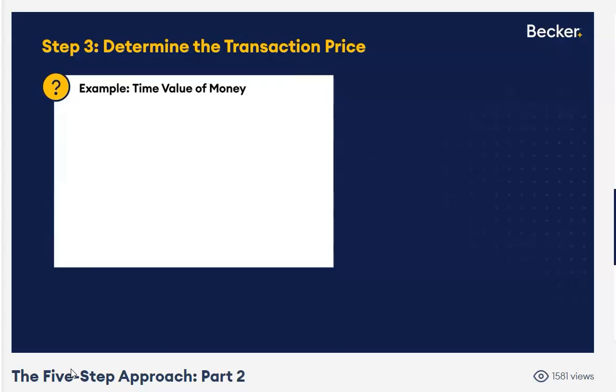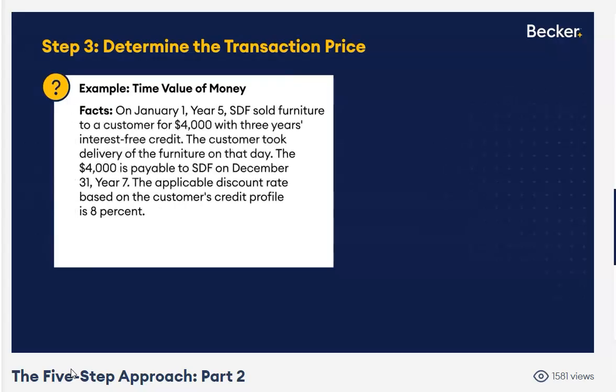So let's take a look at an example. Notice in this case, January 1 of year 5, this company sold furniture to a customer for a $4,000 fee with a 3-year interest-free line of credit. No interest, no payment, no interest for 3 years. That's more than a year, isn't it?